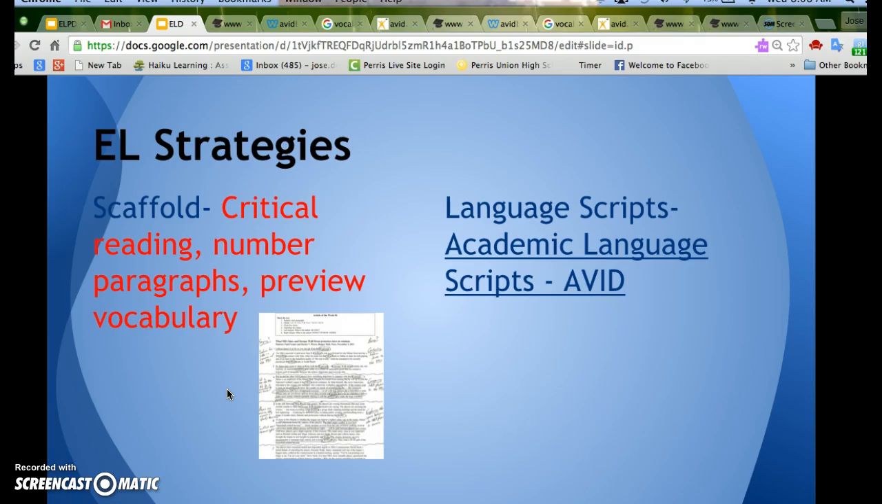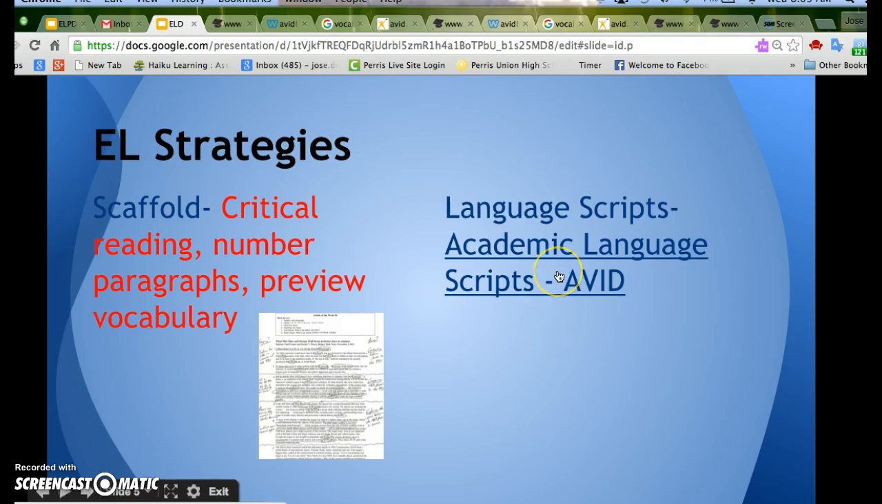One of the biggest strategies is critical reading, and this is also one of our AVID site team goals, to have kids use the strategies from critical reading, which is basically numbering paragraphs, circling main ideas, and underlining details, and also going back and reviewing the note-taking during critical reading. So if you're doing this, like in this sample here, congratulations, you're meeting the EL needs.